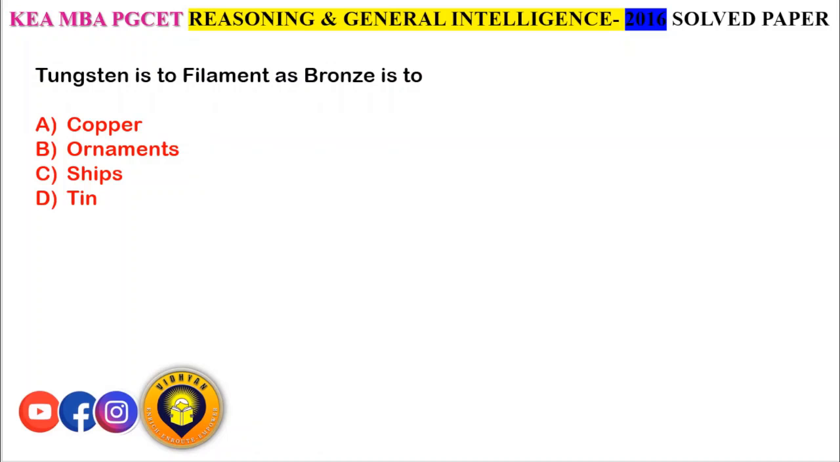Tungsten is to filament as bronze is to what? Tungsten is used to make filaments, and bronze is used to make ornaments.